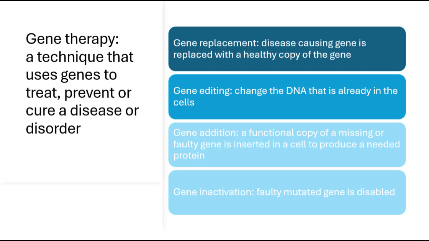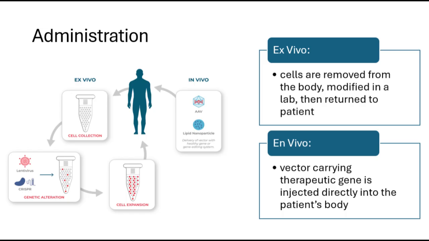So, how do they do this to people? How is it administered? Gene therapy is administered either ex vivo or in vivo. As you can see in this image to the left, in vivo is when a vector carrying a gene is injected into a body. Nothing happens outside of the body, everything happens using these vectors to deliver a gene.